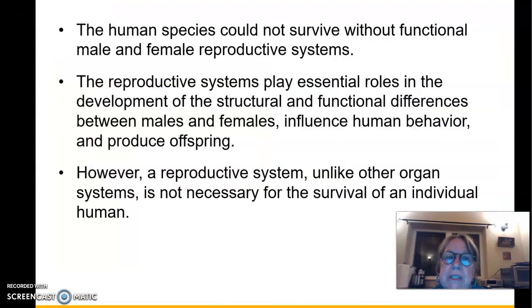Obviously the human species does not survive without the female and male reproductive systems. So it's an essential part of development, and it's influenced by human behavior and genetics, and produces offspring. The reproductive system, unlike any other organ system, is not necessary for the survival of an individual, but it is for the whole species.